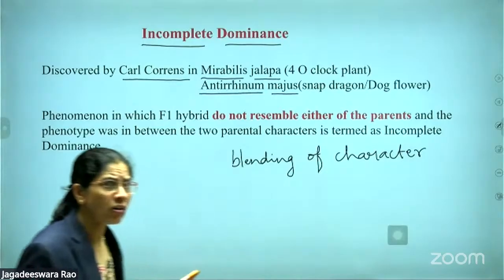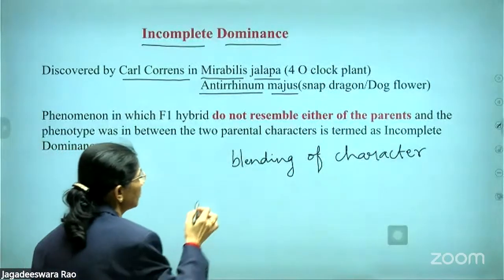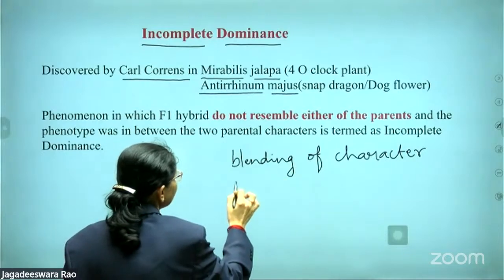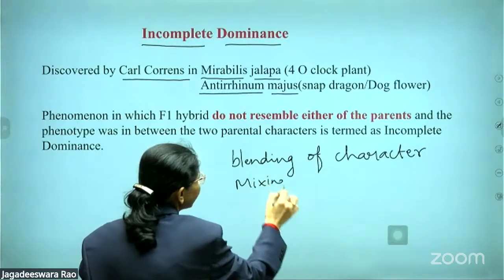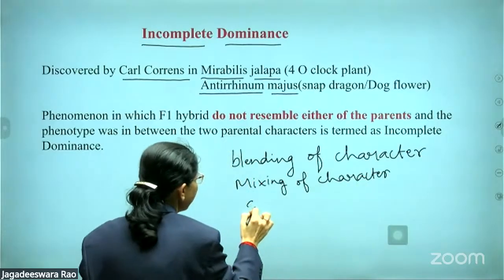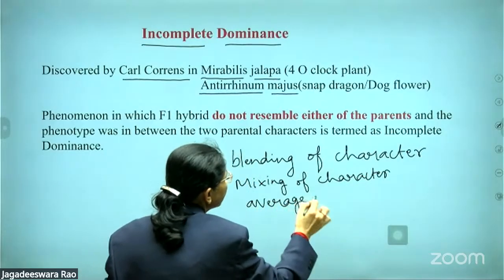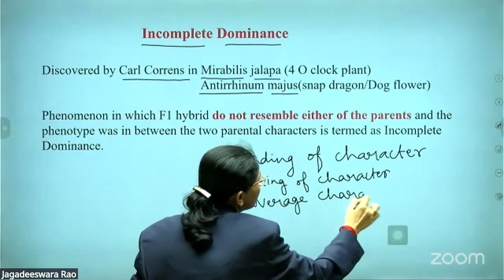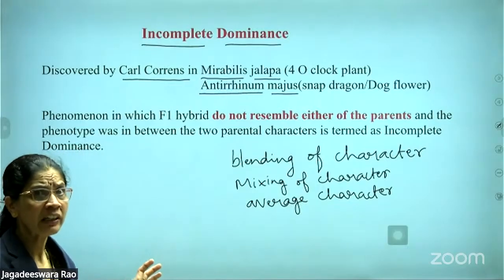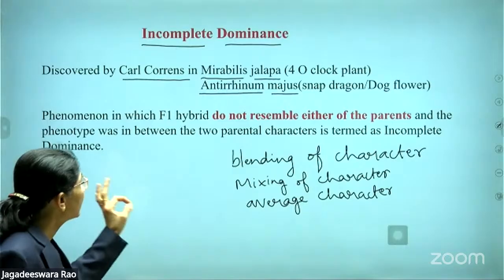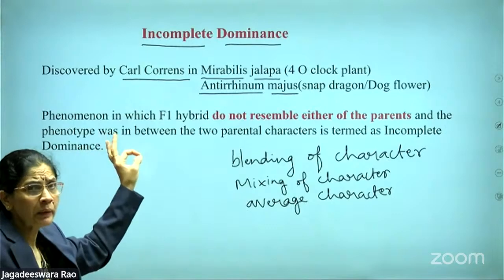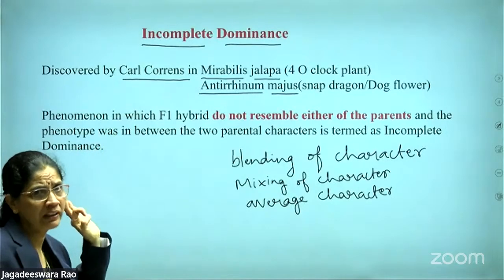See, all these points you will get in the question also. The hints they will give in the question: blending of character, then mixing of character. These are the terms given. Then next, they can give you average character, or they can give you in-between character. If these characters are expressed in the F1 generation, that means this particular plant or organism is showing the phenomenon of incomplete dominance. Is that clear, children?